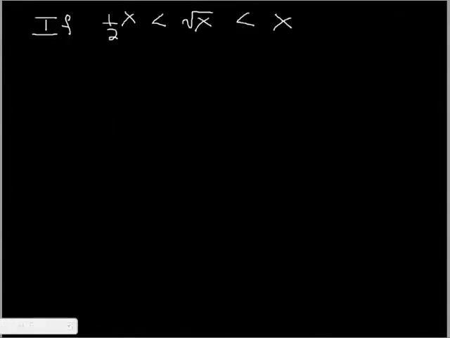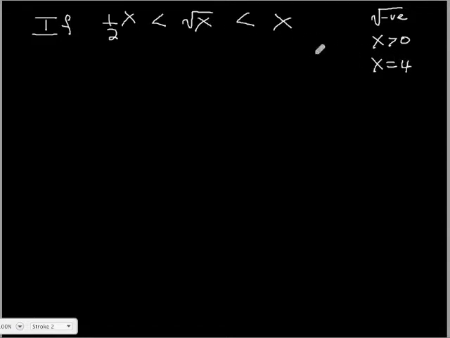Okay, this next question is a little tricky. If half x is less than square root of x, which is less than x, then what could x be? The best way to handle this is by trial and error. You know that you can never square root a negative number, so the x values are positive or greater than 0. The easiest perfect square that I can think of is x equals 4.